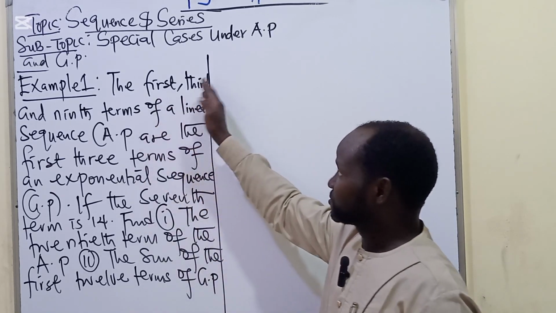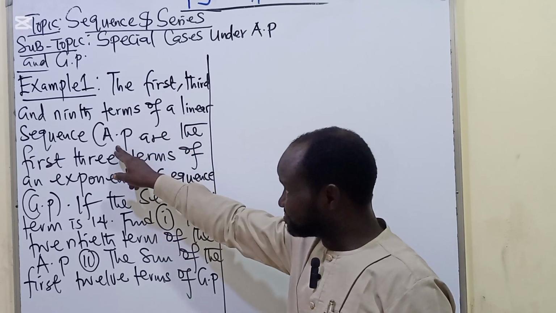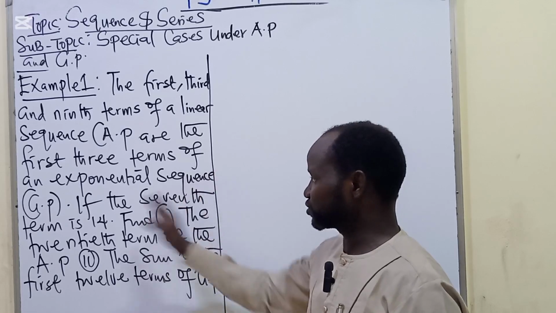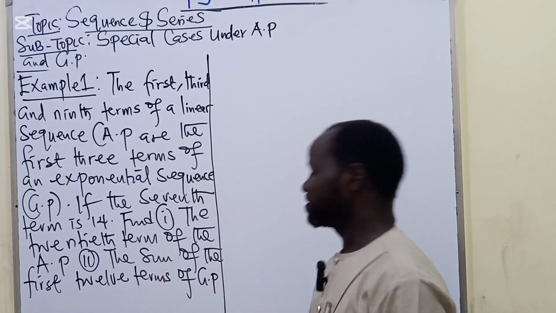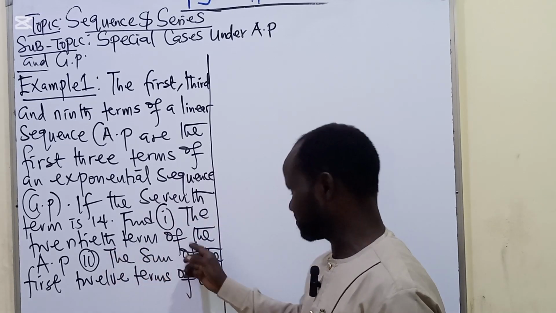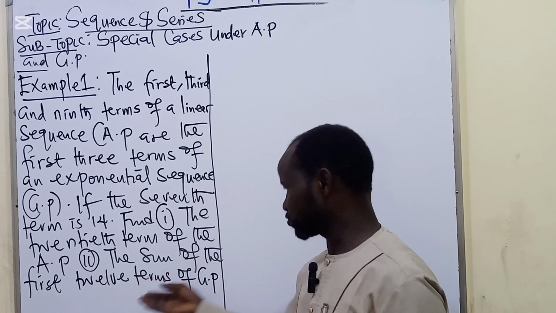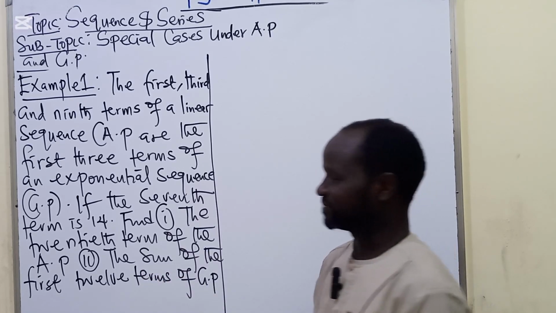The first, third, and the ninth terms of a linear sequence, that's AP, are the first three terms of an exponential sequence, that's GP. If the seventh term is 14, we are asked to find: one, the 20th term of the AP; two, the sum of the first 12 terms of the GP. Let's look at how we can solve this together.